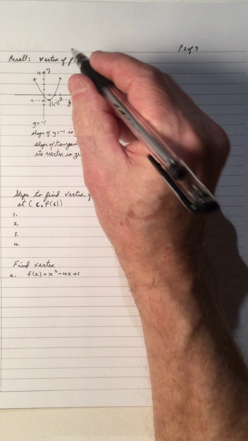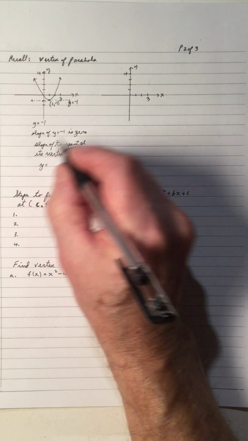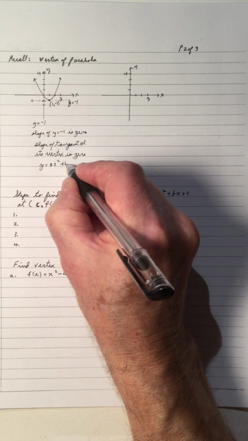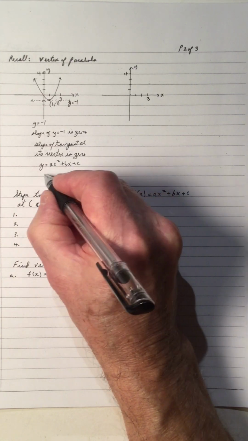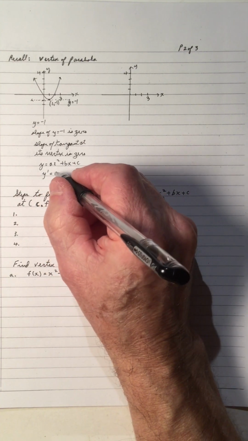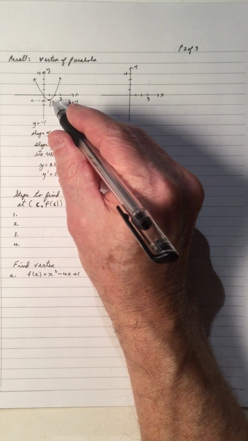So that means if this equation is y equals whatever it may be, ax squared plus bx plus c, then y prime is equal to 0. The slope of the tangent is 0 at its vertex.